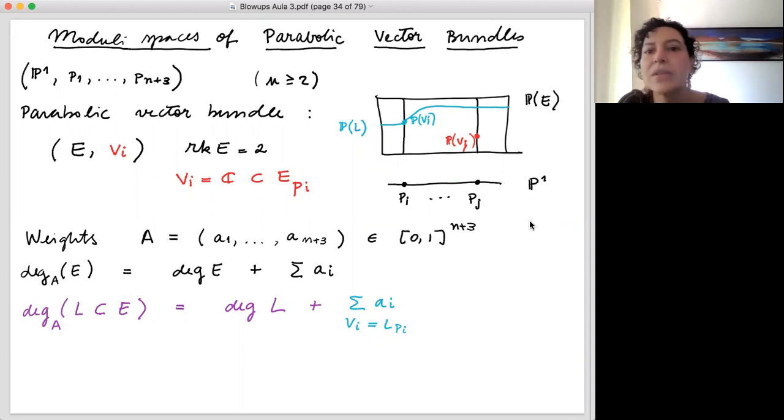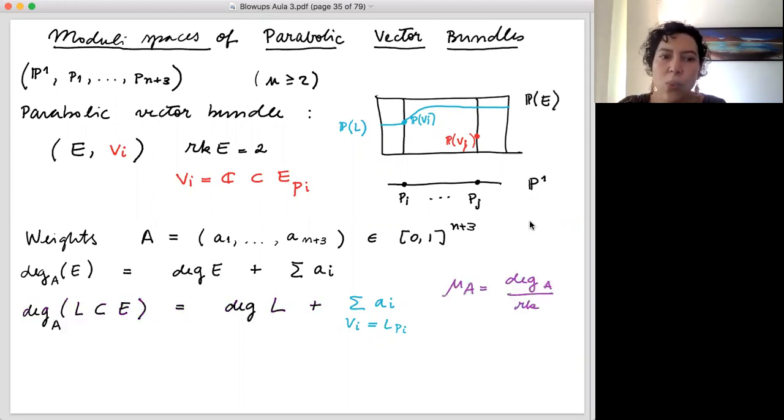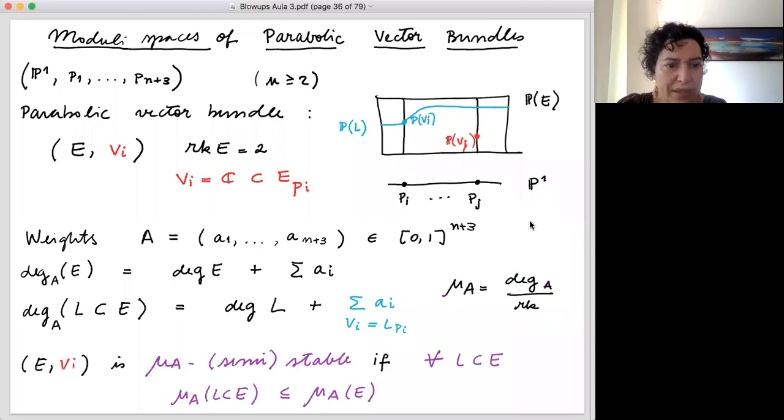So this is a picture illustrating how I compute the weighted degree. And now, of course, as usual, we define the slope of a vector bundle to be the degree divided by the rank. And then we say that a parabolic vector bundle is semi-stable with respect to this weight if for every subbundle L of E, the slope of L is less than or equal to the slope of E.